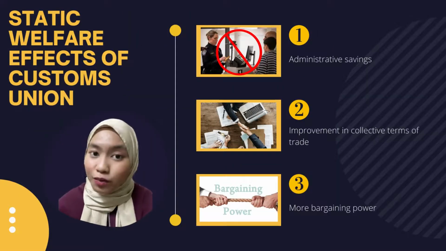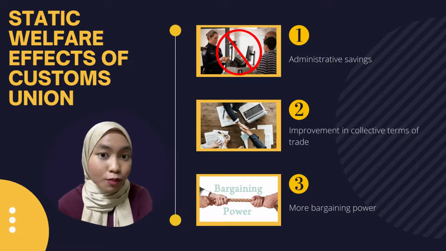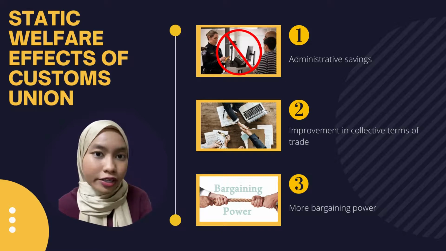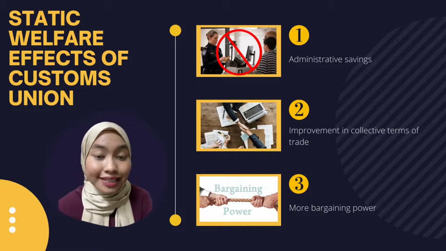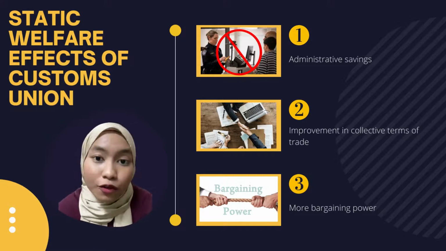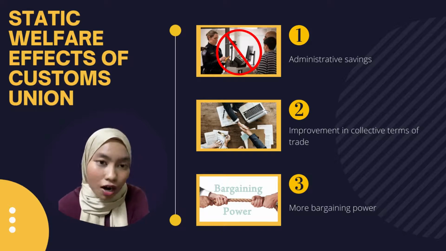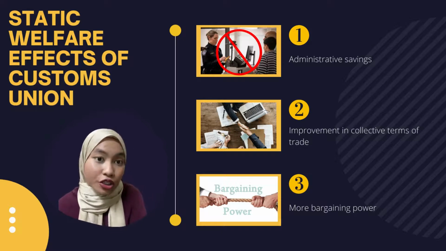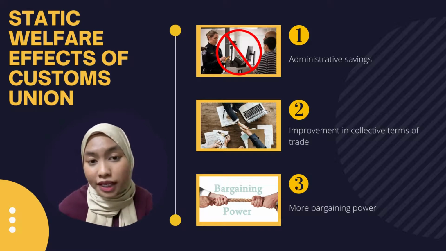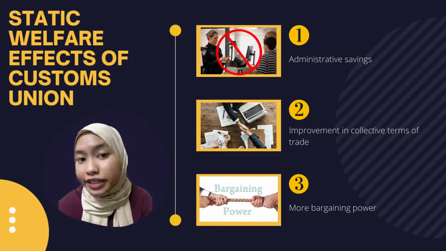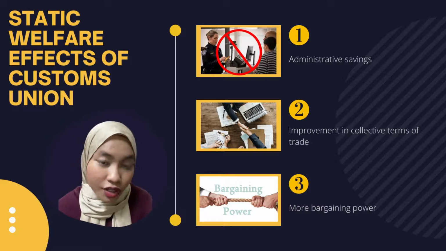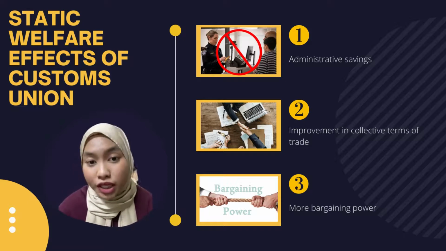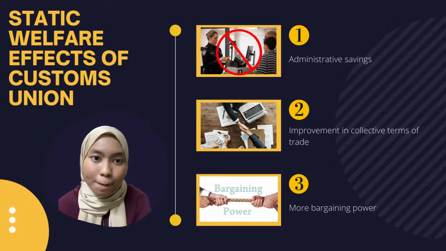The static and dynamic effects of the formation of a customs union are the second best solution that leads to increased welfare. So let's take a look. Static welfare effects of the customs union are, firstly, for trade between member nations, the administration saves money by eliminating customs officials, border guards, and other such positions. As a result, whether the customs union creates or diverts trade, this gain arises.